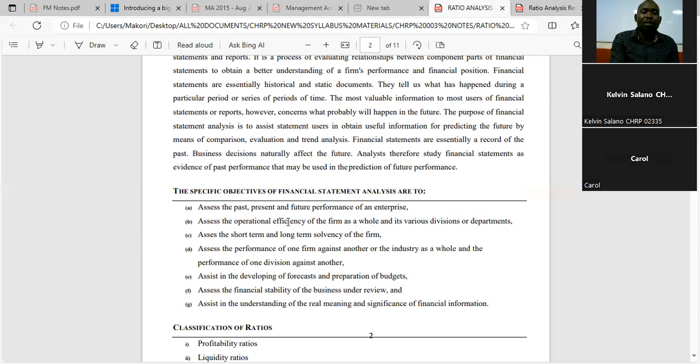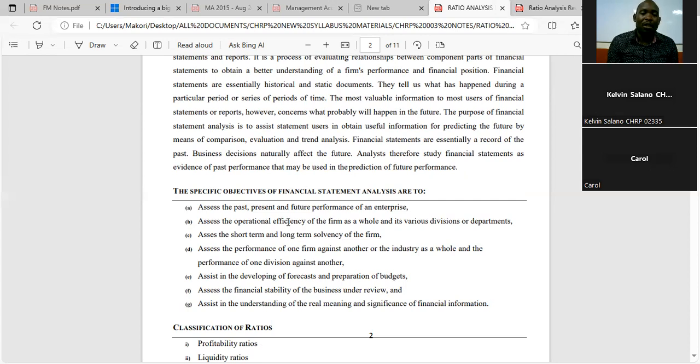Number two, to assess the operational efficiency of the firm as a whole, or the performance of different departments within the organization. You can know, in terms of profitability, that Department A realized a profit of 40%, Department B realized a profit of 25%, and therefore you can rank the departments depending on how they perform. Number three is to assess the short-term and long-term solvency of the firm.